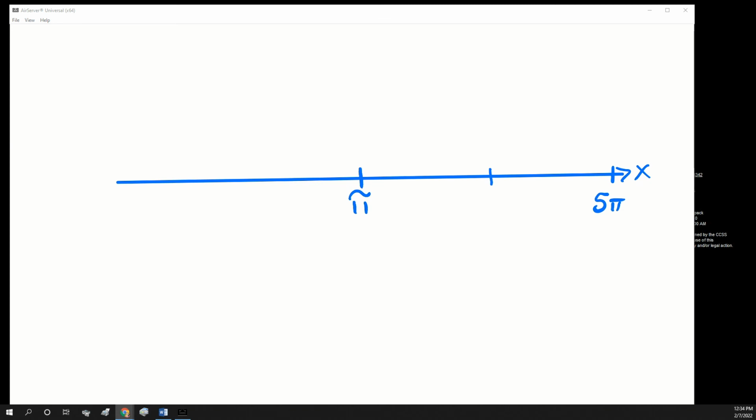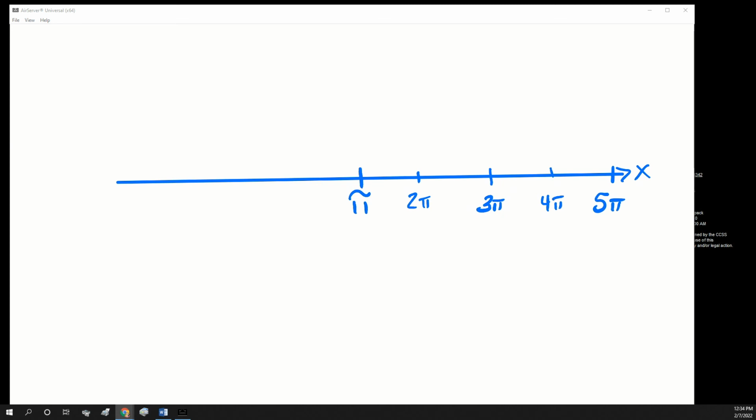It's the average. So you add them together and divide by 2. So when you add them, you get 6 pi divided by 2 is 3 pi. All right, and then we're going to find halfway between pi and 3 pi, and then halfway between 3 pi and 5 pi.